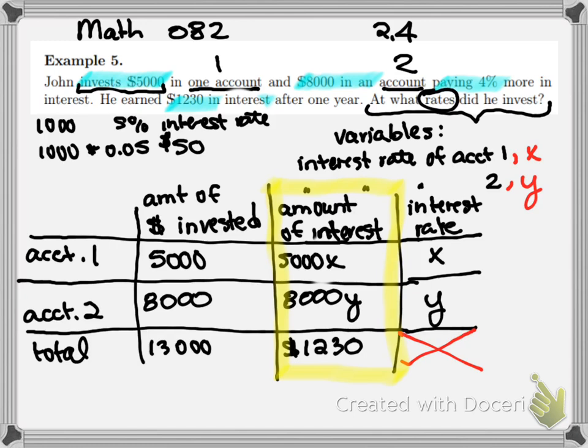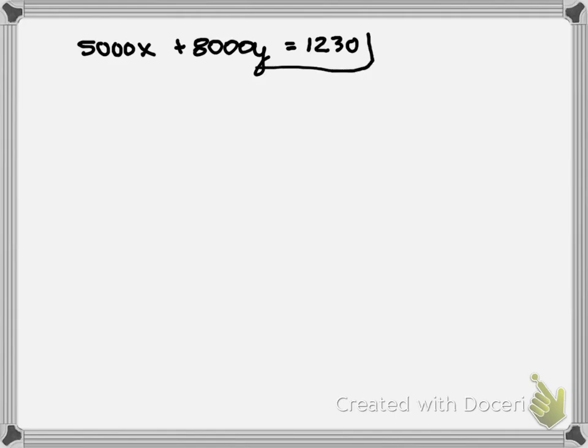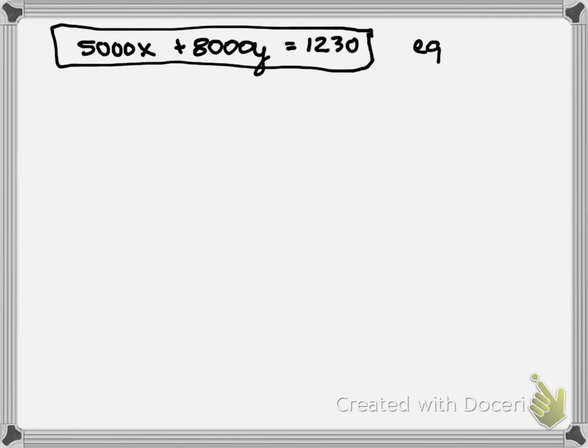Okay, so if we have the amount of interest in account 1, I'm going to use the next page here. The amount of interest in account 1 was $5,000 times x. The amount of interest generated by the second account was $8,000 y, and the total amount was $1,230. Okay, so this is equation number 1.